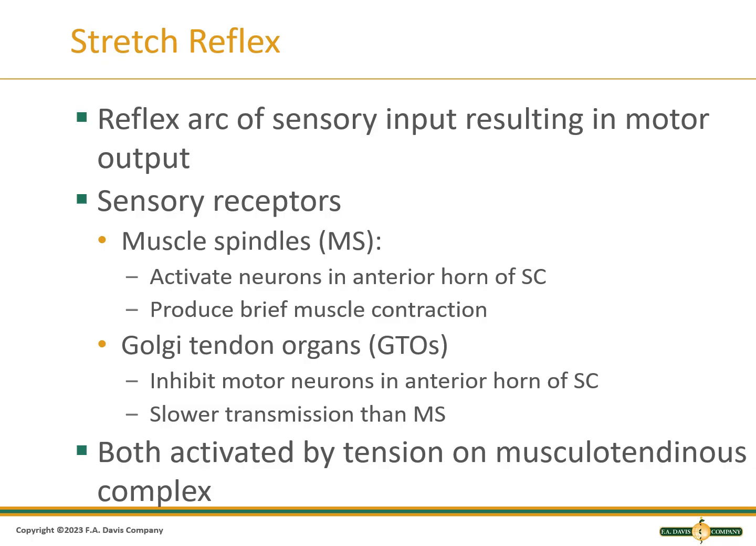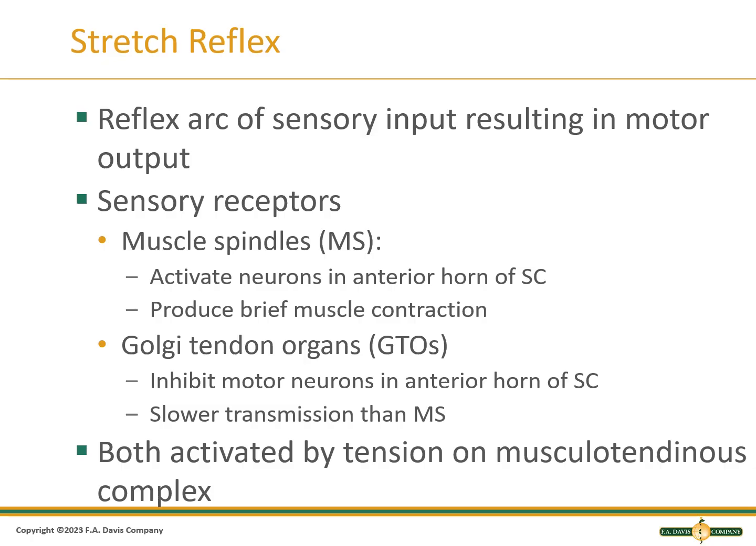Stretch reflexes are reflex arcs that take in sensory information to quickly generate a motor output. The sensory receptors at play here are the muscle spindles, which activate neurons in the anterior horn of the spinal cord, where our lower motor neuron cell bodies live, to produce a brief muscle contraction. Muscle spindles are going to respond to stretch, so that a quick stretch is placed on the tendon. It generates a quick muscle contraction that we're familiar with when we think of checking reflexes.